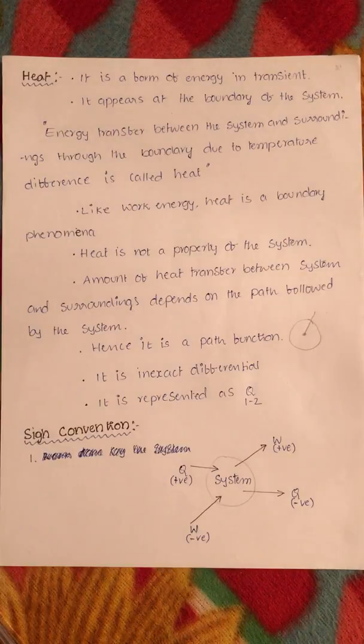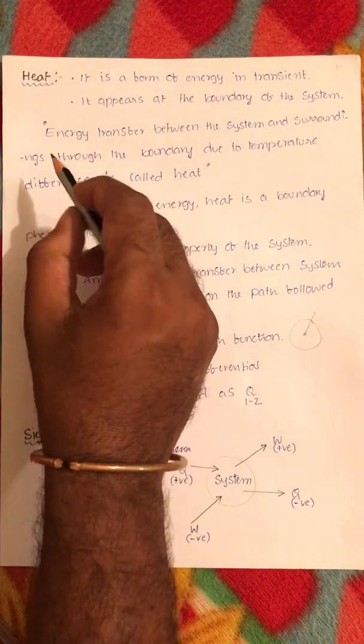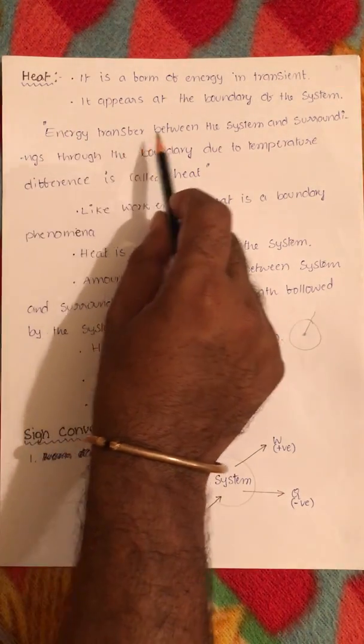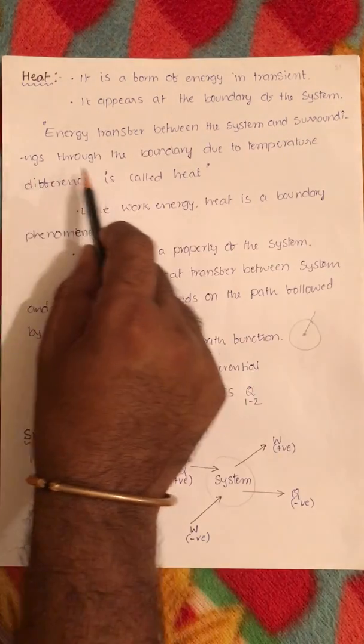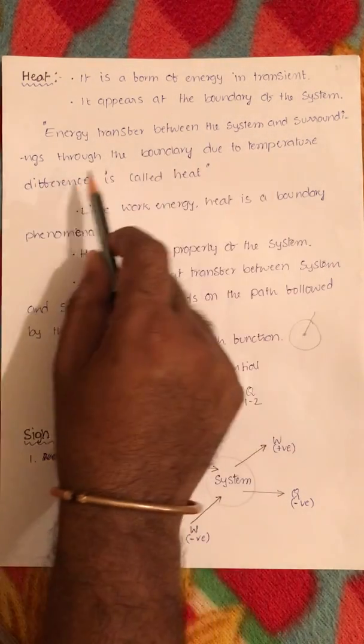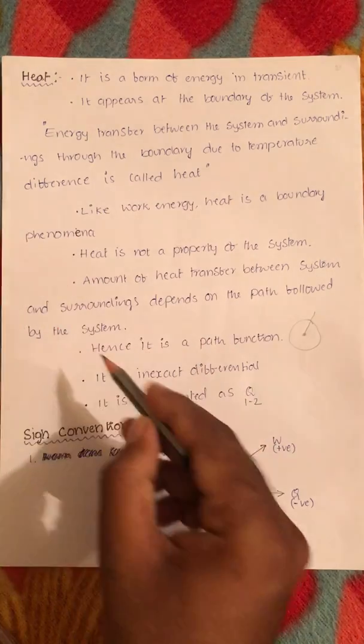Today we are going to discuss heat, different points about heat, and the sign convention. Let us see the definition of heat. Energy transfer between the system and surrounding through the boundary due to temperature difference is called heat.